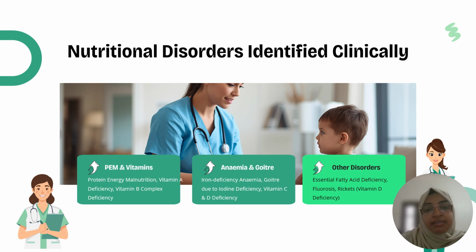We can identify several nutritional disorders by clinical examination. For example, protein energy malnutrition, vitamin A deficiency, anemia, goiter, vitamin B complex deficiencies, vitamin C deficiency, rickets, essential fatty acid deficiency, and fluorosis also. Each disorder presents with certain characteristic clinical signs.